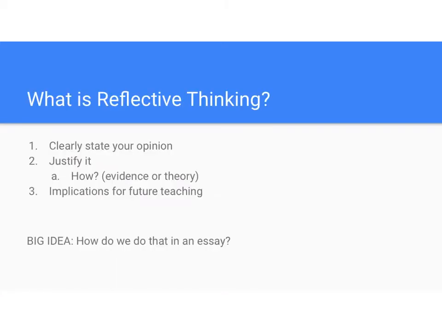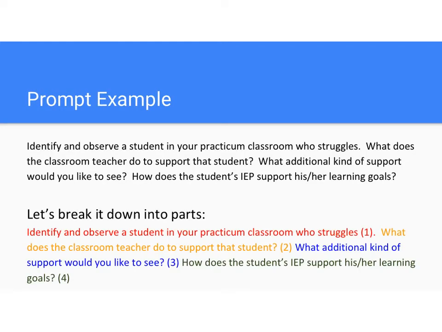So, with the first slide, we're looking at reflective thinking here in all of these prompts. The main thing that you have to do is to clearly state your opinion. What do you think based on this question? And we'll look at a few examples in a minute here. Then you need to justify your opinion, basically stating how it supports your opinion. And you have to use some type of evidence or theory, and then finally you're going to apply it to your future teaching. The big idea is, how do we do all of these steps in an essay, and that's what we're going to be looking at today.